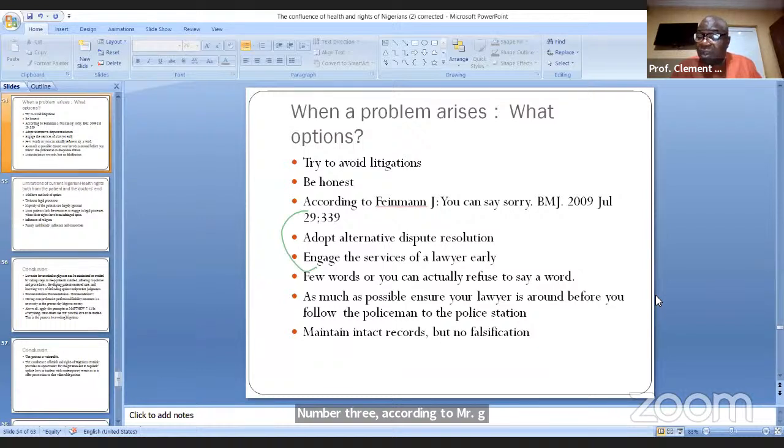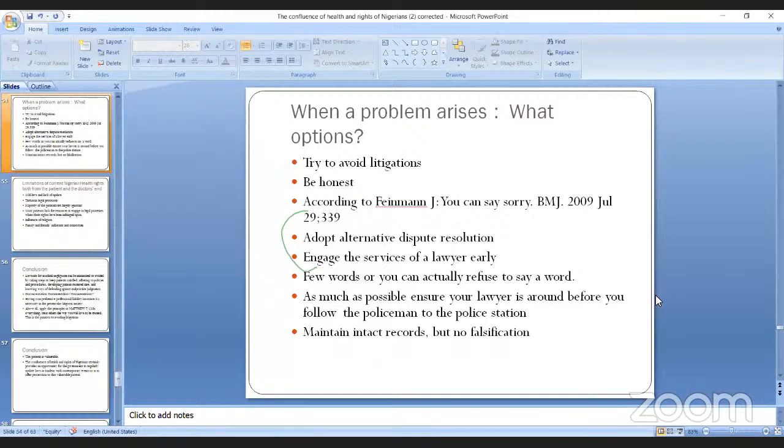Number three, according to Fairman J, in this 2009 publication in the British Medical Journal, you can say, I'm sorry. In this paper, he analyzed that in about 35% of cases, even in the US, that go to court, the cause is the arrogant nature of doctors. When you are mismanaging a patient and he complains to you, you just shove them away, saying well, I've done my best. You don't walk away. Cases go to court in about 35% because of the attitude of doctors, not because the patient or the family really wants money. They want to teach you a lesson. That's why they go to court.